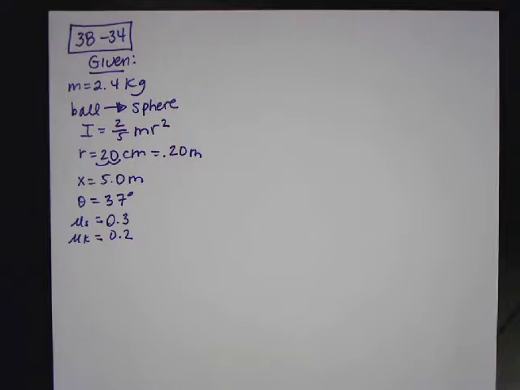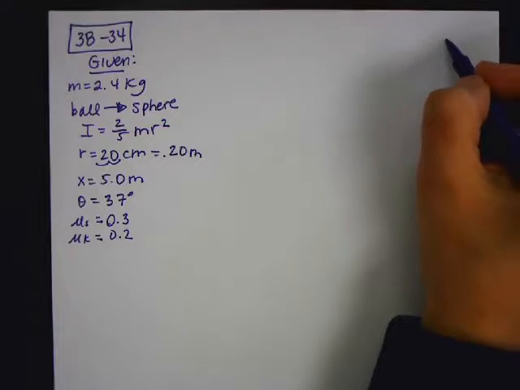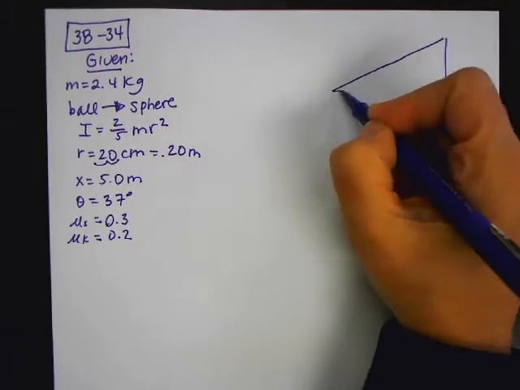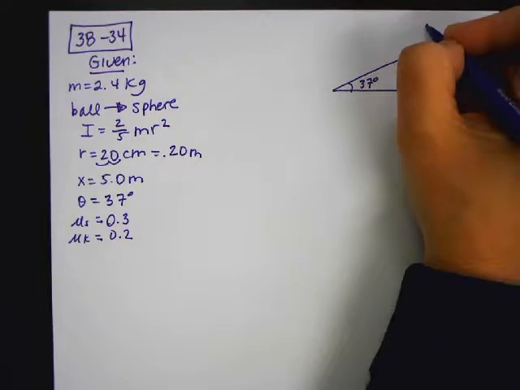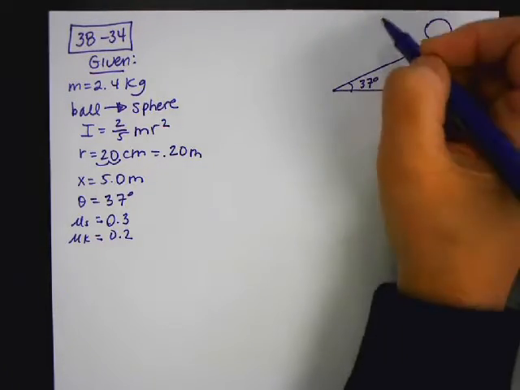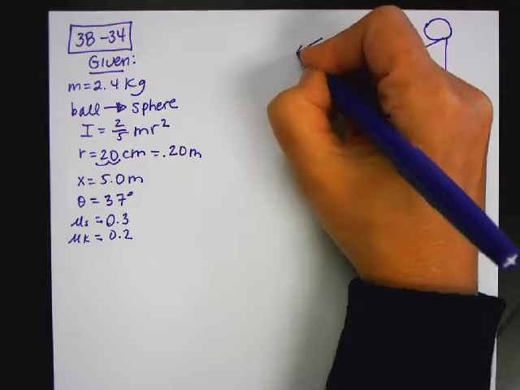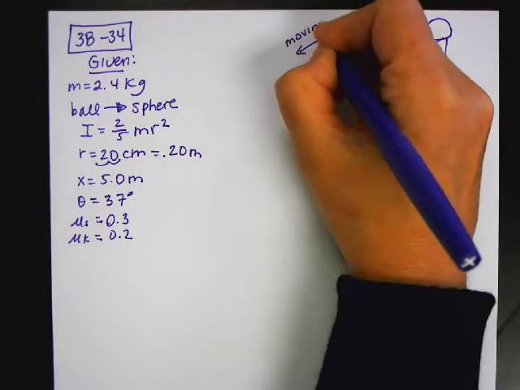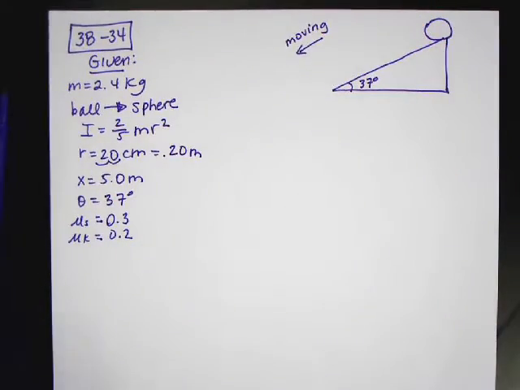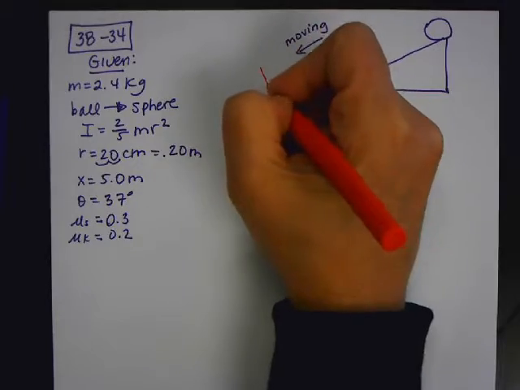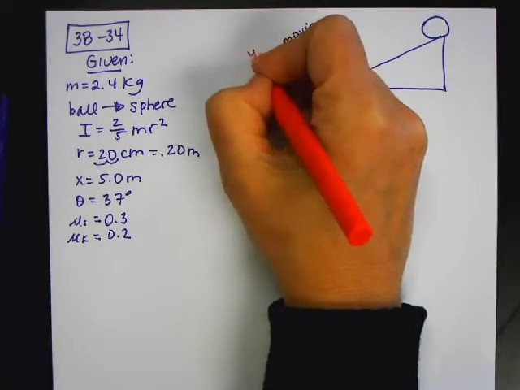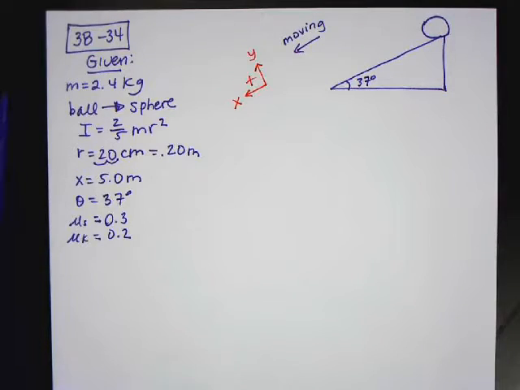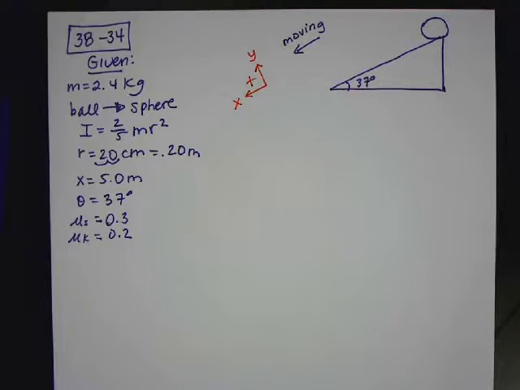All right, so the first thing I'm going to do is draw a picture because I want to see what's happening. So I have an incline, and the angle is 37 degrees, and I have a sphere, which is a ball, that's going to roll this way. The direction it's moving is important because I always want to establish my sign convention. So the direction it's moving, I'm going to call positive, and this way is positive. That's my sign convention, perpendicular and parallel to the surfaces in contact.